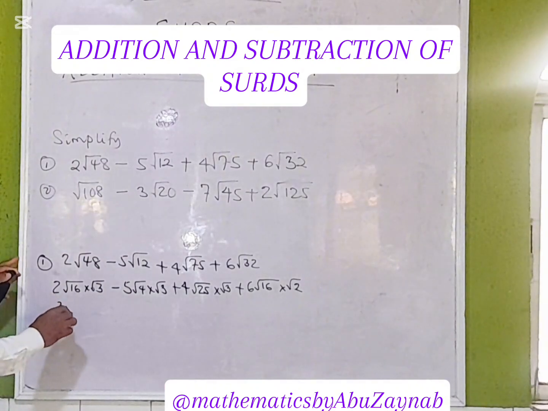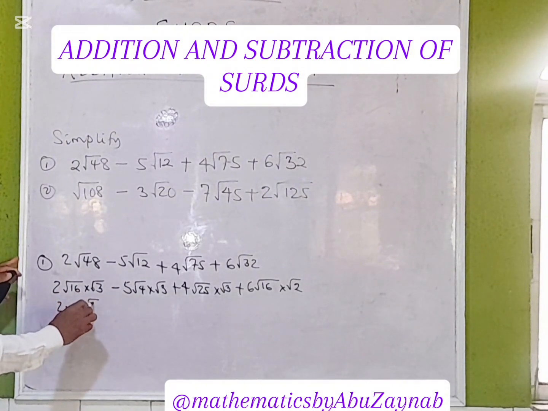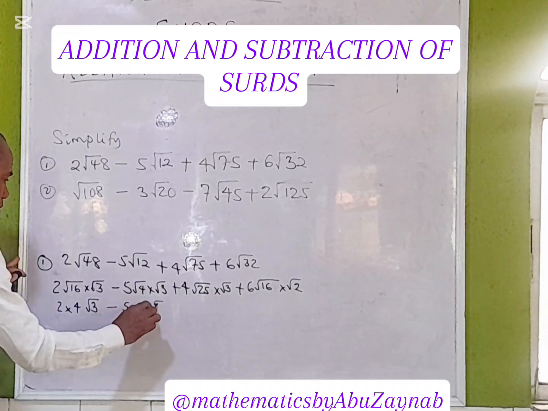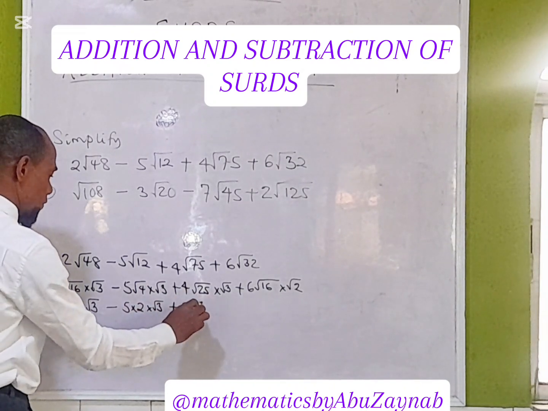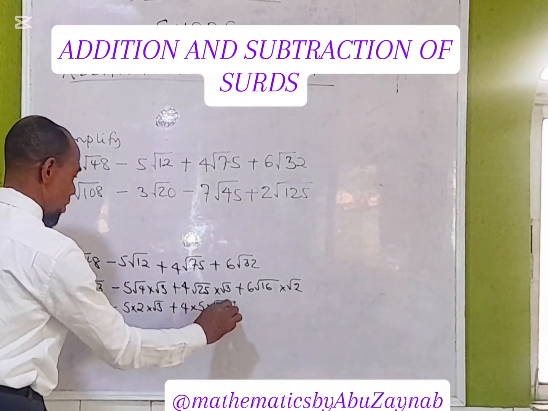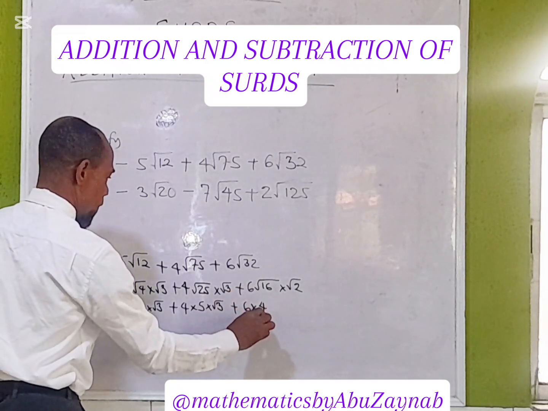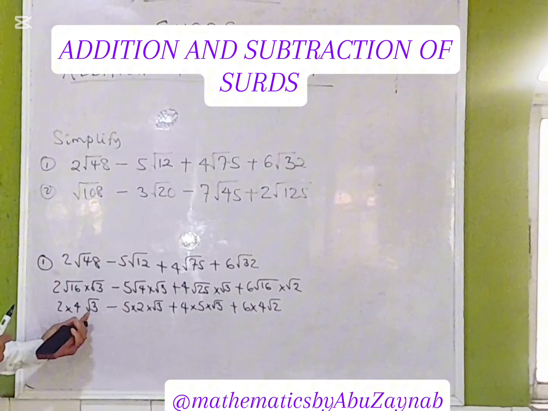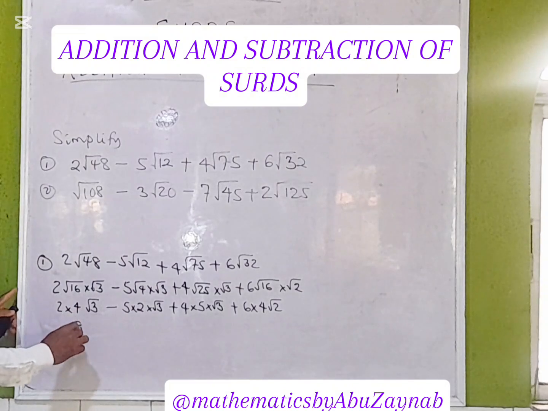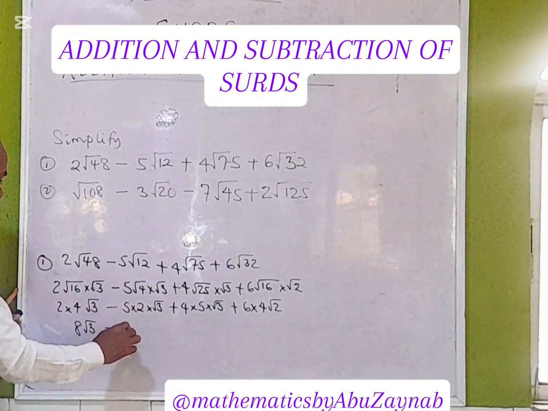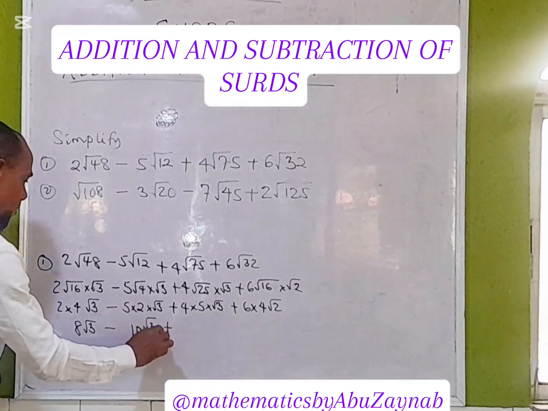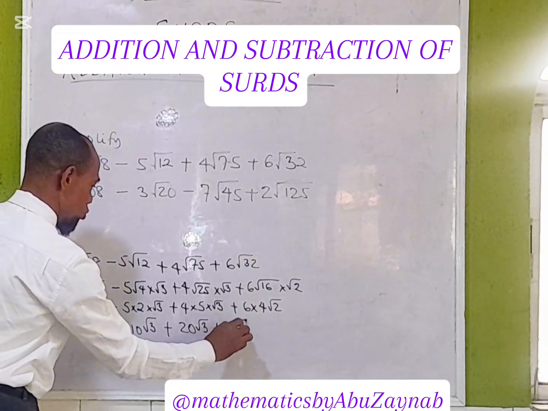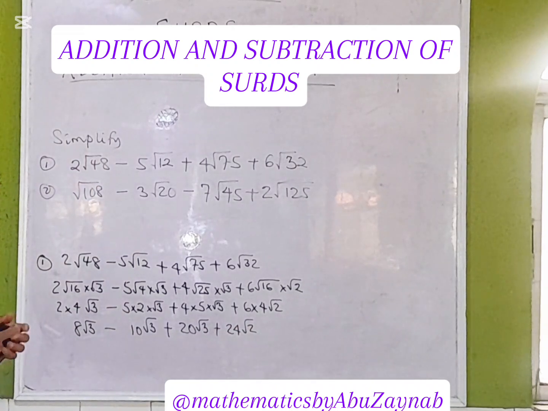From there, we can have 2 by root 16 is 4, then times root 3, minus 5, root 4 is 2, then root 3, plus 4, root 25 is 5, then root 3, and plus 6, root 16 is 4 by root 2. Then we can multiply the coefficients, the numbers at the front of the square root symbol. So you have 2 times 4, 8 root 3, minus 5 times 2, 10 root 3, plus 4 times 5, 20 root 3, plus 6 times 4, 24 root 2. At this point, we have reduced to the simplest form.